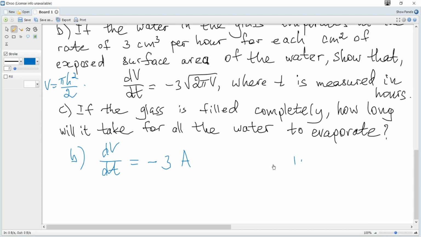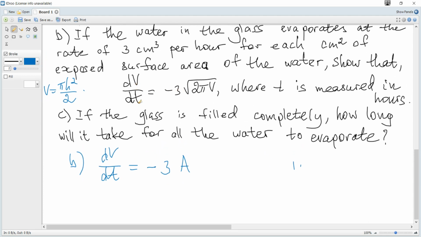And when it shows that dV over dt is equal to this, you can see that we need to find surface area in terms of volume. And what is surface area?